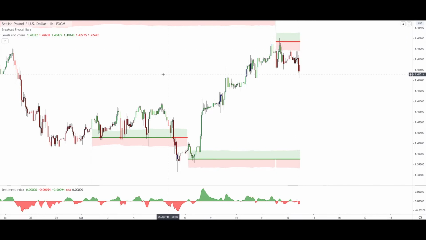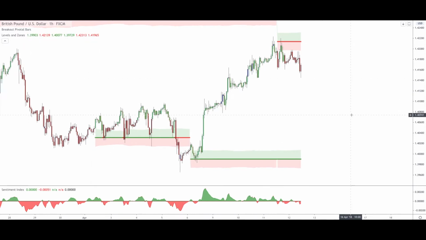These indicators in particular for this setup are going to be used only for extra confirmation. So to build the setup, I will be using the Breakout Pivotal Bars and the Sentiment Index, and I will look for extra confirmation from the levels and zones.